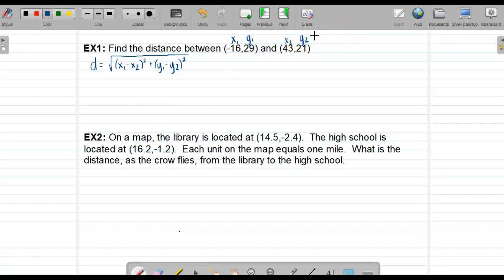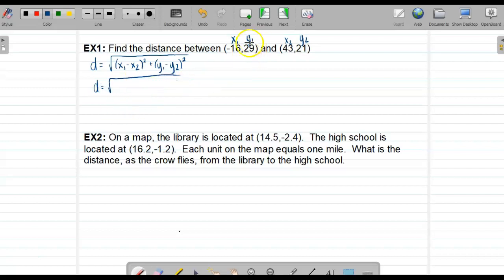Or you could switch that around. You could make this the first x and this the second x. It really doesn't matter. All that matters is that with the point, if this is the first x, this has to be the first y. You can't have first x and second y. Okay, so the points that go together, if they're both the first x, they have to both be the first point, or they have to both be the second point. They can't be mixed up. So all you'll do is plug in your numbers.